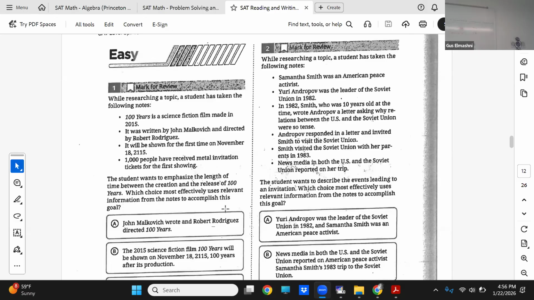100 Years, a science fiction film made in 2015, was written by John Malkovich. I didn't even know that. Do you know that? John Malkovich wrote this, called 100 Years. Famous actor. I didn't know he did. It'll be shown for the first time on November 18th of 2115. 1,000 people have received invitation tickets. I'll be dead by then, but you guys are still alive.